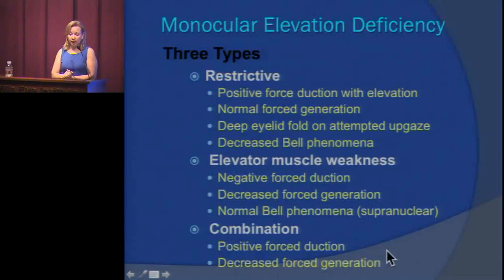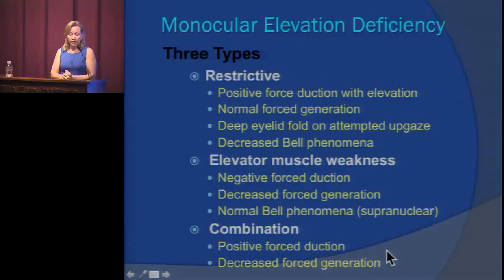There's three types, restrictive again being the most common. This will have a positive forced adduction with elevation. They'll have a normal forced generation of both the superior rectus and of the inferior oblique. They'll have a deep eyelid fold on attempted upgaze because of that restriction, and they'll have decreased Bell's phenomenon because they simply can't get that eye up because it's restricted.